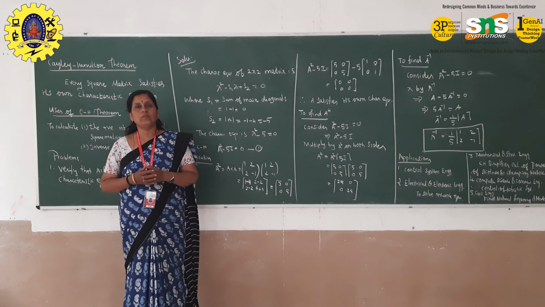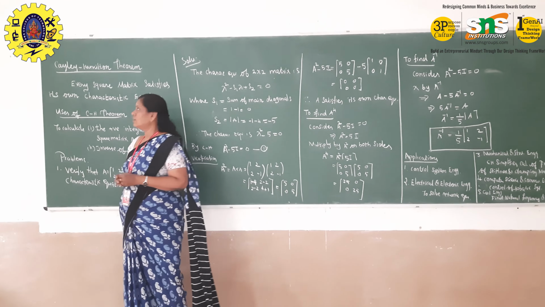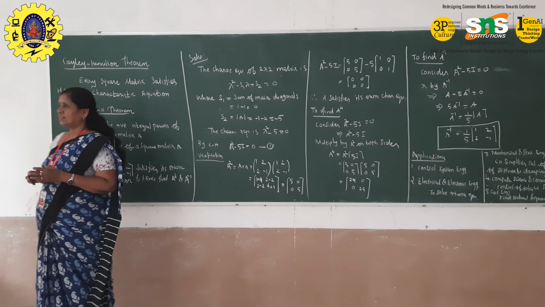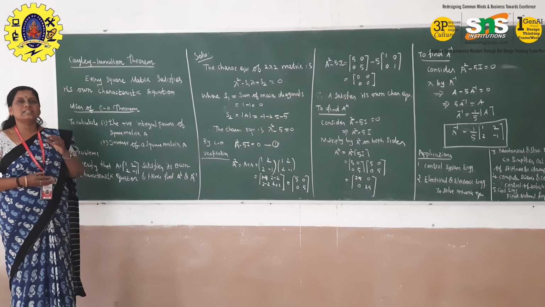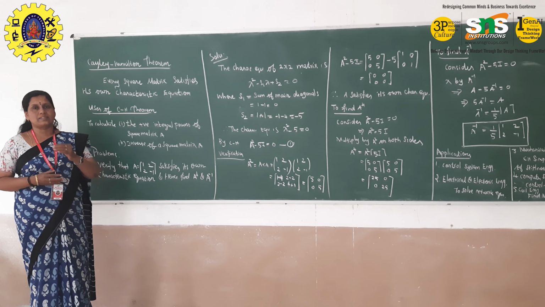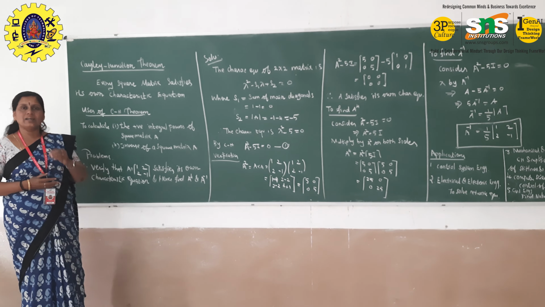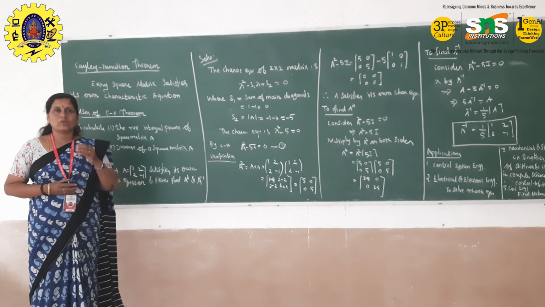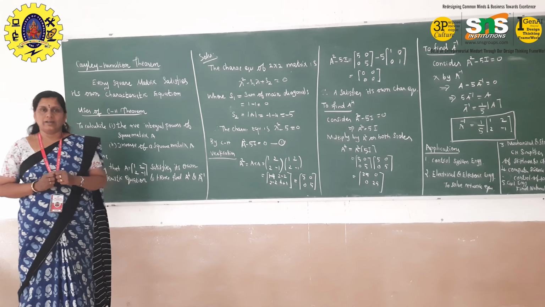In this session, we are going to discuss the Cayley-Hamilton theorem. The Cayley-Hamilton theorem states that every square matrix satisfies its own characteristic equation. In this theorem, we are considering only square matrices, that is, matrices where the number of rows and columns are equal.